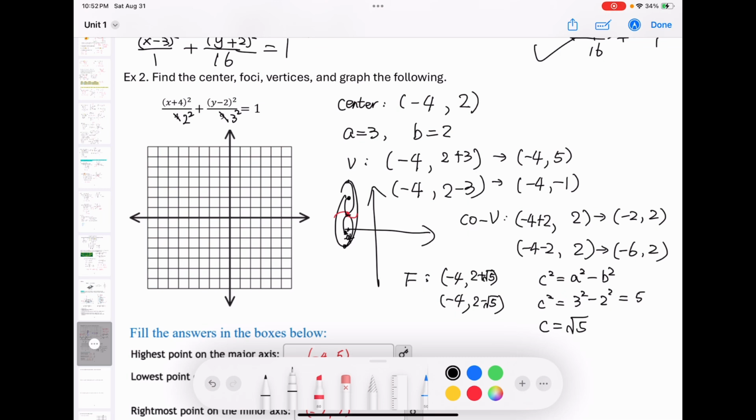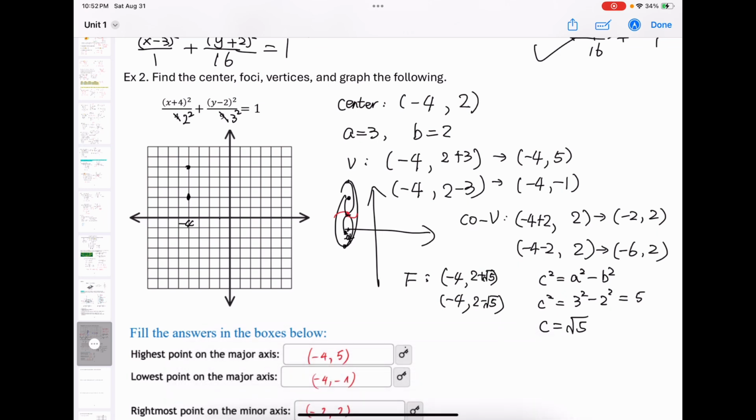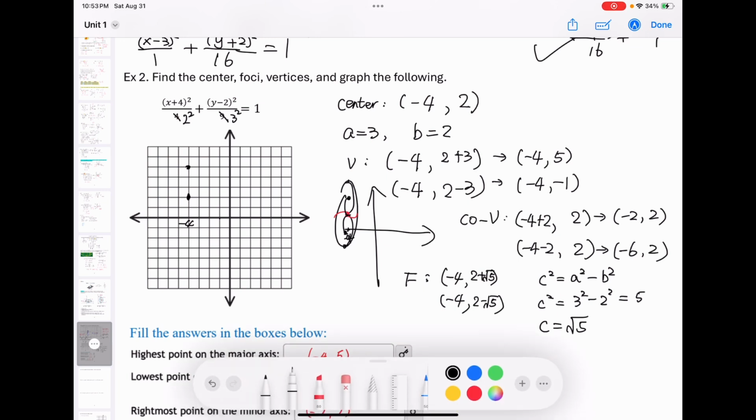First, let's find the center, negative 4, 2. So negative 1, 2, 3, 4. So negative 4 and the positive 2. So this point is my center. And then second, let's see the vertices, negative 4. So let's put negative 4 here. Negative 4, 5, go up, 3, 4, 5. The first vertex. Go down 3 units: negative 1, 1, 2, 3. Okay, so it's my point here.